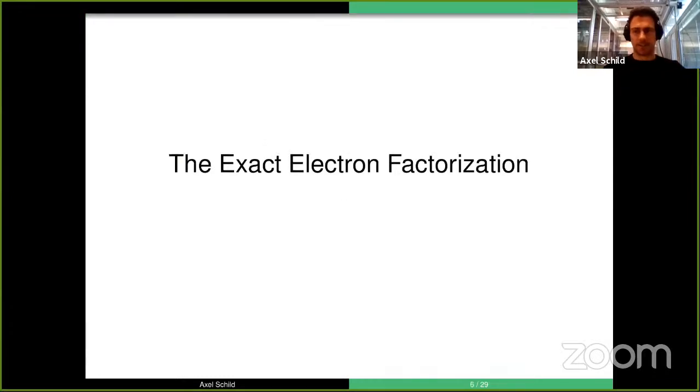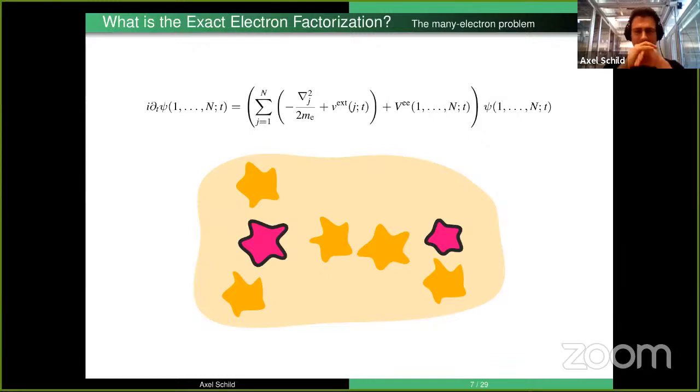So, the exact electron factorization, what is it? And to explain what it is, I've made this little picture here. This should be the many electron time-dependent Schrödinger equation, where we have some external potential which is made by the nuclei, and we have some electron-electron interaction. And of course, we have some time dependence here because we want to have some laser field interaction.